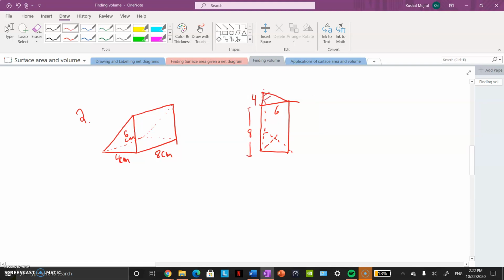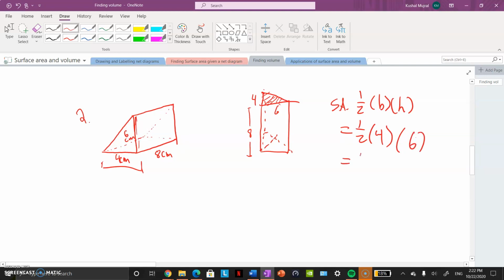So, to find the surface area of this triangle over here, the surface area of a triangle is 1 over 2 times base times height. And so it's 1 over 2 times, the base is 4. And the height, because it's a right triangle, is just this side length, which is 6. So it's 4 over 2 multiplied by 6, which is just 2. So that becomes 12. Okay, so that's 12 cm squared.